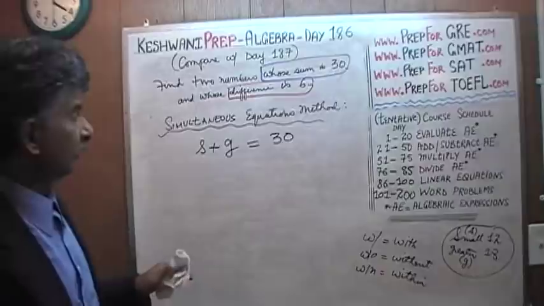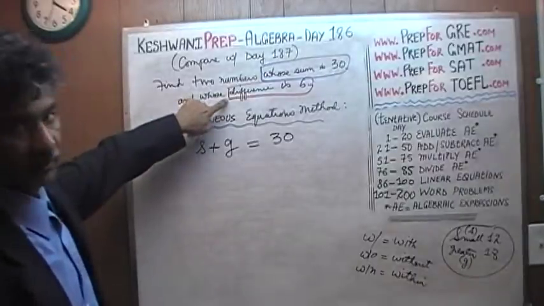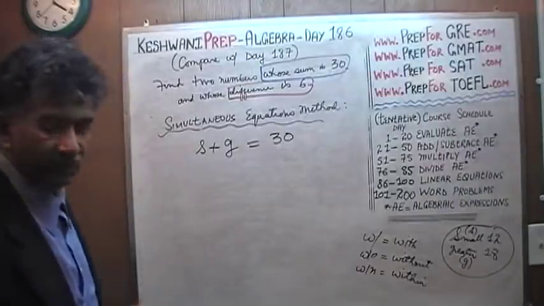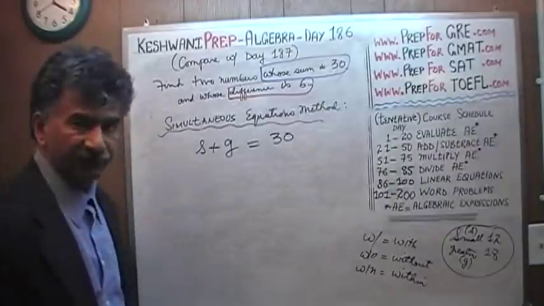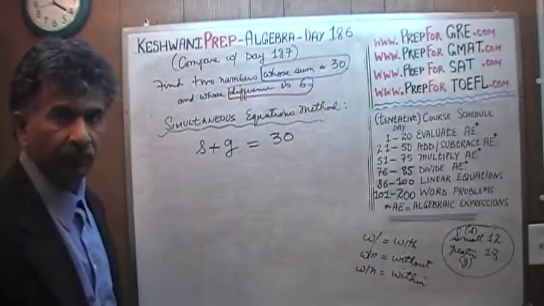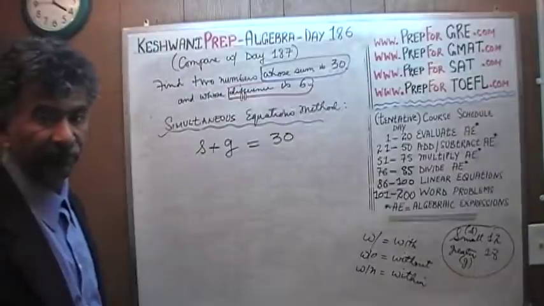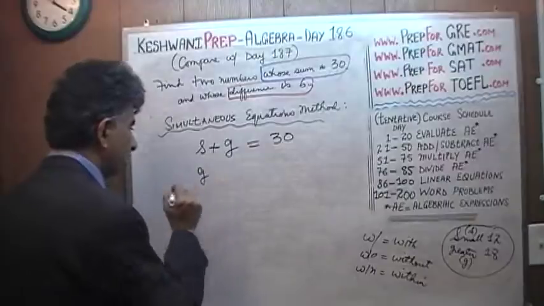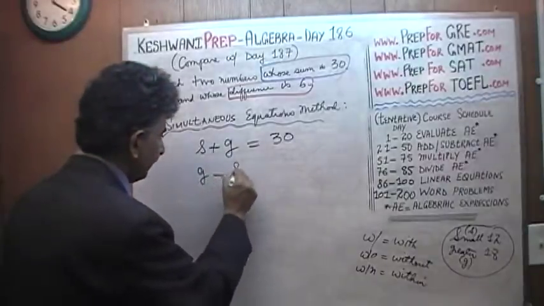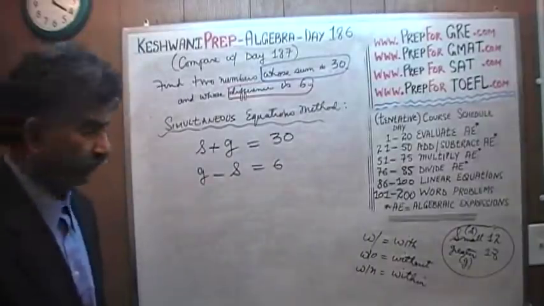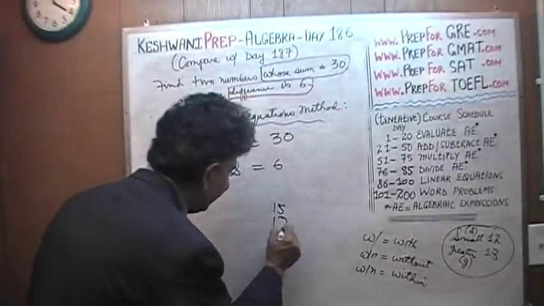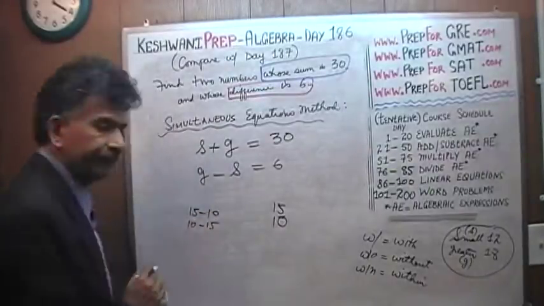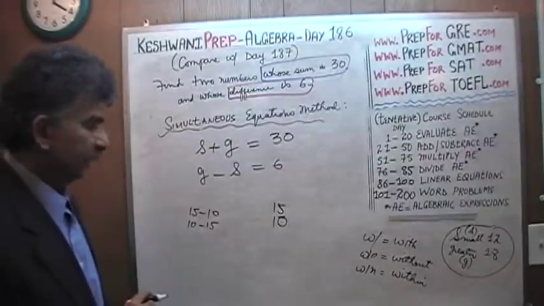The second equation is going to come from the second part of the statement, which is their difference is 6. How do you represent the difference between two numbers? Typically, the convention dictates that if you're going to express the difference between two numbers, it is a lot easier to put the large number first and then the small number. For example, if I'm talking about the difference between 15 and 10, wouldn't it be easier to write that as 15 minus 10 as opposed to 10 minus 15?